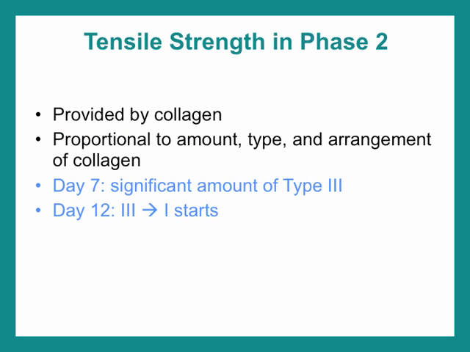Tensile strength in this phase of proliferation, again, is provided by the collagen and proportional to the amount, type, and arrangement of the collagen. By day 7 post-injury, on average, there's a significant amount of type 3, which is, again, a weak type of collagen. But at day 12, that type 3 collagen begins to be replaced by type 1 collagen. And so we have a thicker collagen, which would indicate that we are able to start more activities.